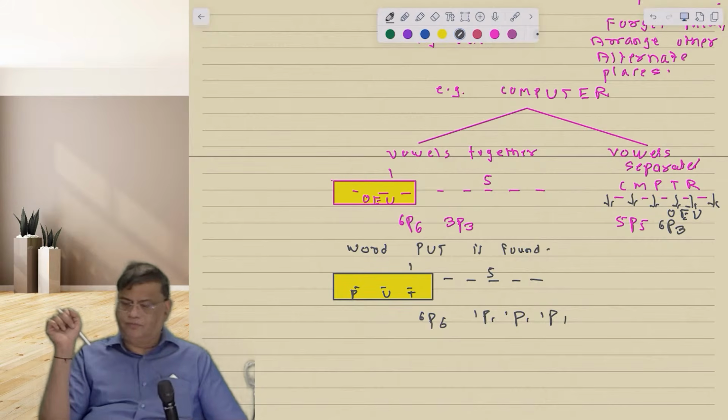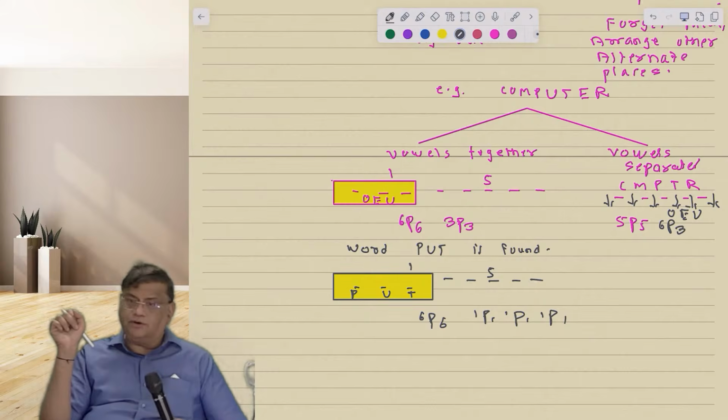Alright. So this was one more feature of permutation.